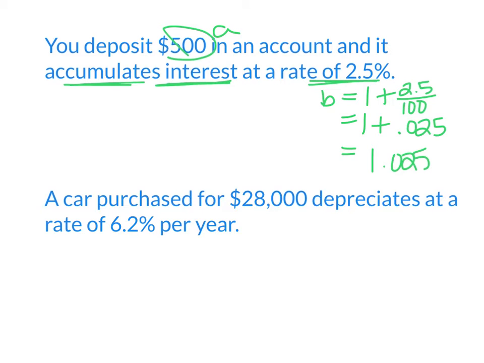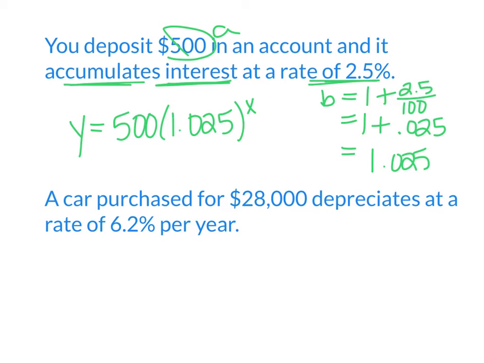So the equation that would model this growth in this account would be y equals 500 times 1.025 to the x power. So if you were to plug different values in for x, that would tell you after so many years or weeks or hours, they didn't actually tell us the time in this problem, but you could plug in any amount of that time and it would tell you how much is in the account.